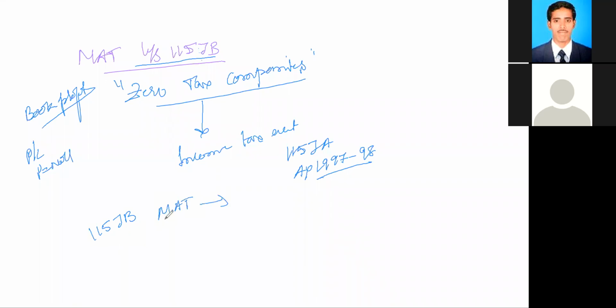MAT means minimum alternate tax. All companies have to pay a certain minimum amount of tax, which is known as the minimum alternate tax. It applies from the assessment year 2001-02 and is still followed now. This is a brief introduction to MAT under section 115JB.